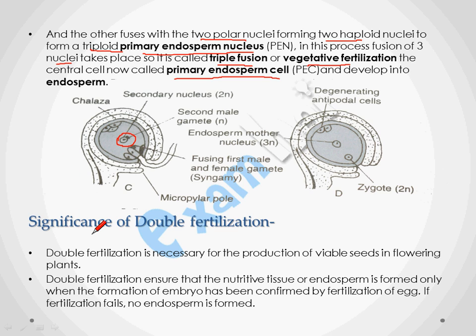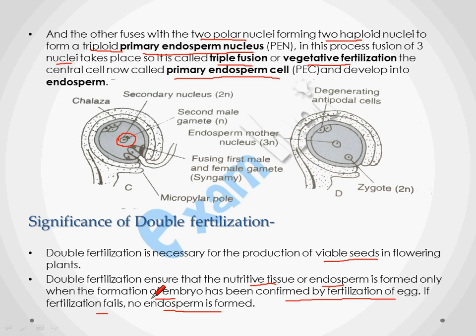Now what is the significance of double fertilization? Double fertilization is necessary to produce viable seeds in flowering plants so that the plant can continue its generation. Double fertilization ensures that the nutritive tissue or endosperm is formed only when the formation of the embryo has been confirmed by fertilization of the egg. If fertilization fails, no endosperm is formed.